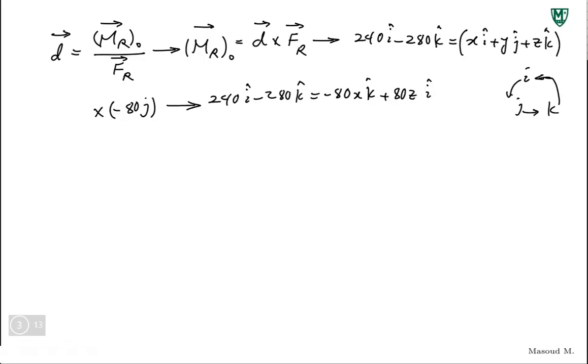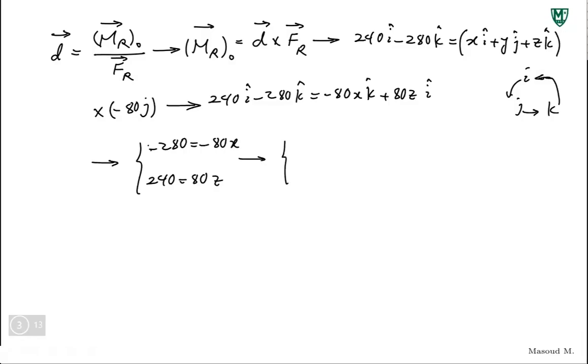Now we have two equations, two unknowns. We can just find them. So minus 280k minus 80kx, equal to minus 280. You'll get x from there. I'm just going to write it here and do the math. So this becomes minus 280 is equal to minus 80x. And the second one, let me know if I'm making a mistake, 240 is equal to 80z.